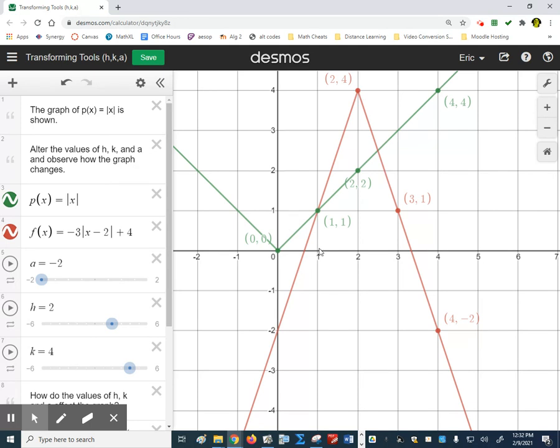Normally, if I go 1 to the right on my green parent graph, I go up by 1. I'd have to multiply my normal height by, whoops, that's supposed to be a -3. There we go. Okay. So I'd have to multiply my normal height here by -3. So instead of going to the right 1 and up 1, I'm going to the right 1 and up 1 times -3. I'm going up -3. Is that right? Let's see. From the vertex on my red graph, I go right 1 and I go down 3.